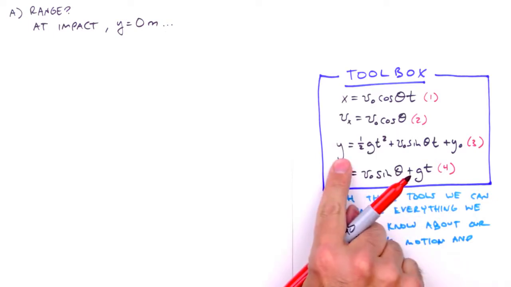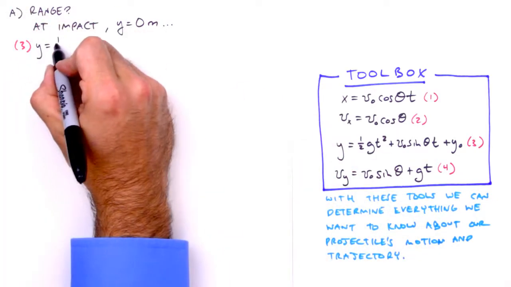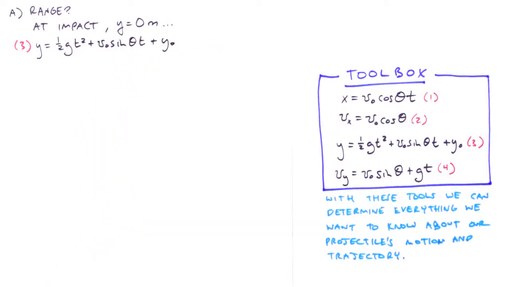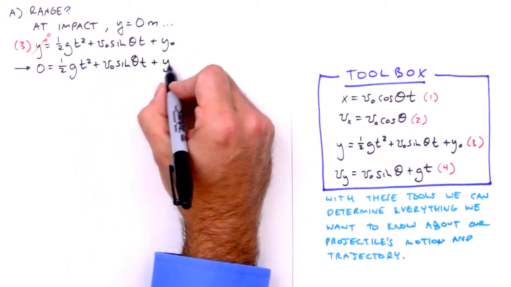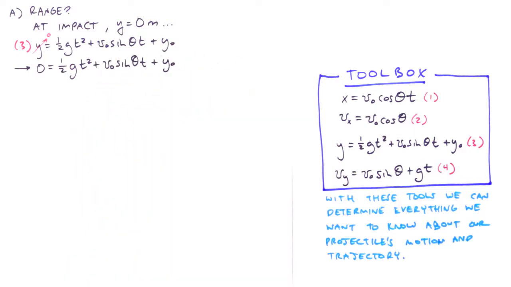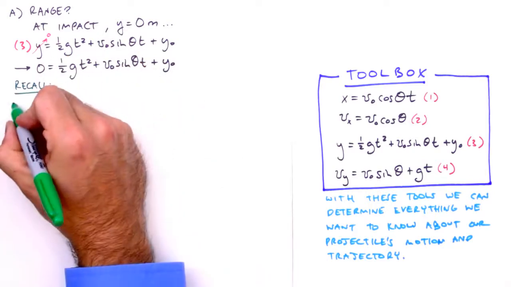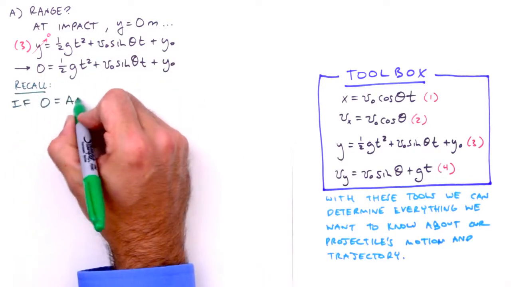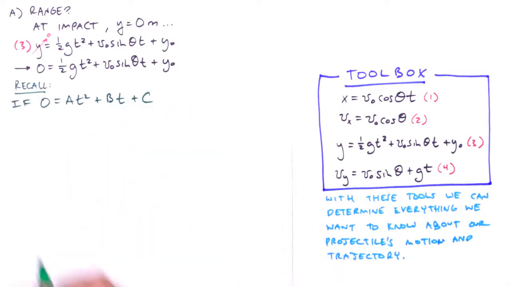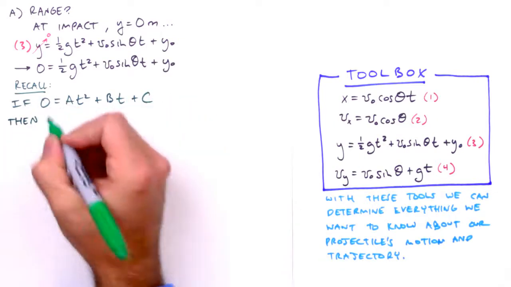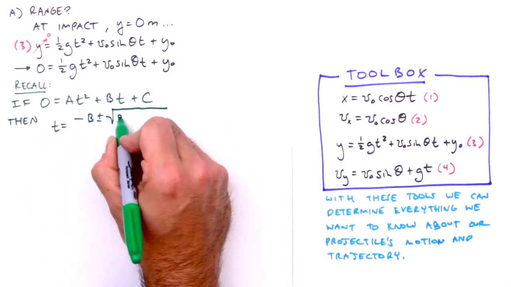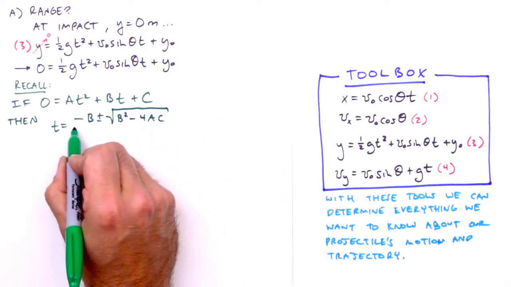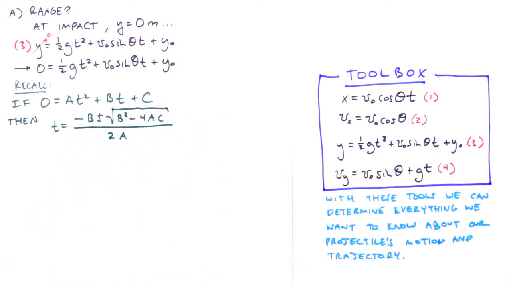Now we can solve equation 3 for time. So we'll start by writing equation 3. We'll set y to 0 and rewrite for clarity's sake. Does this equation ring any algebraic bells? Perhaps if we recall its more general form and solution. If 0 equals a t squared plus b t plus c, where a, b, and c are all constants, then t equals negative b plus or minus the square root of b squared minus 4ac all over 2a. Yep, that's how I remember the quadratic formula.